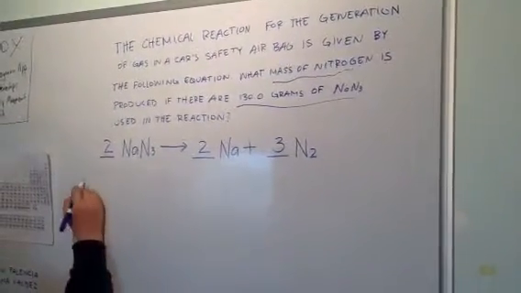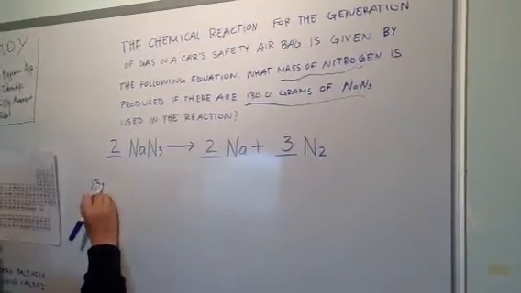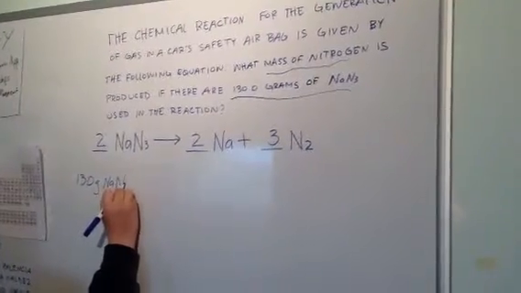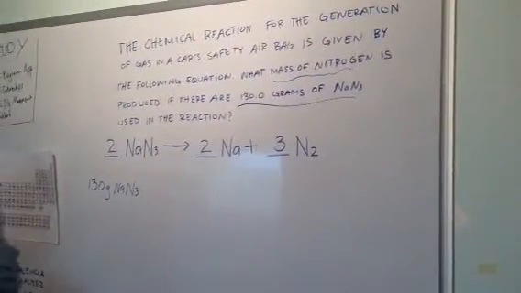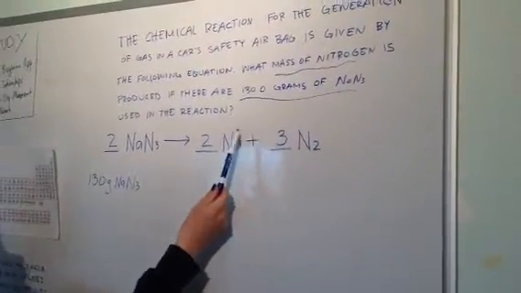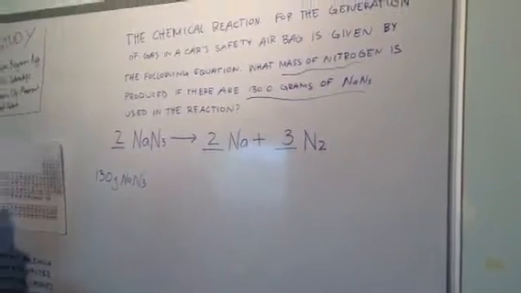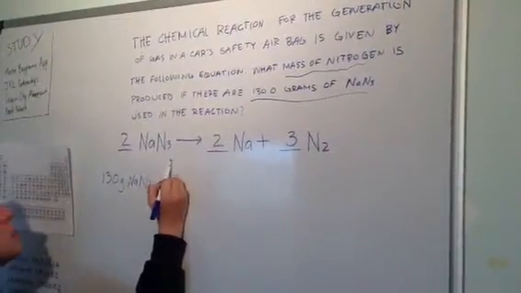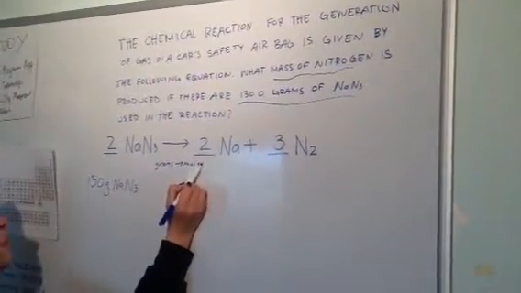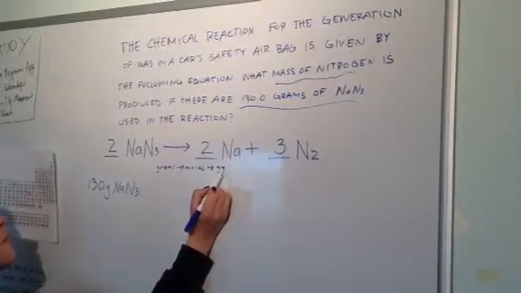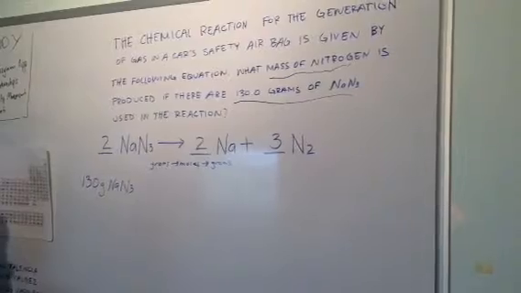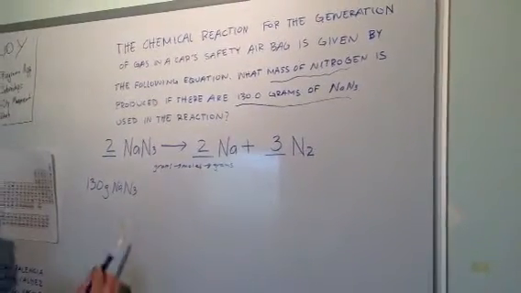So again, starting with 130 grams of NaN3. Now, if we're starting with grams and we want to find the grams of one of the products, we're going to go from grams to moles back to grams.